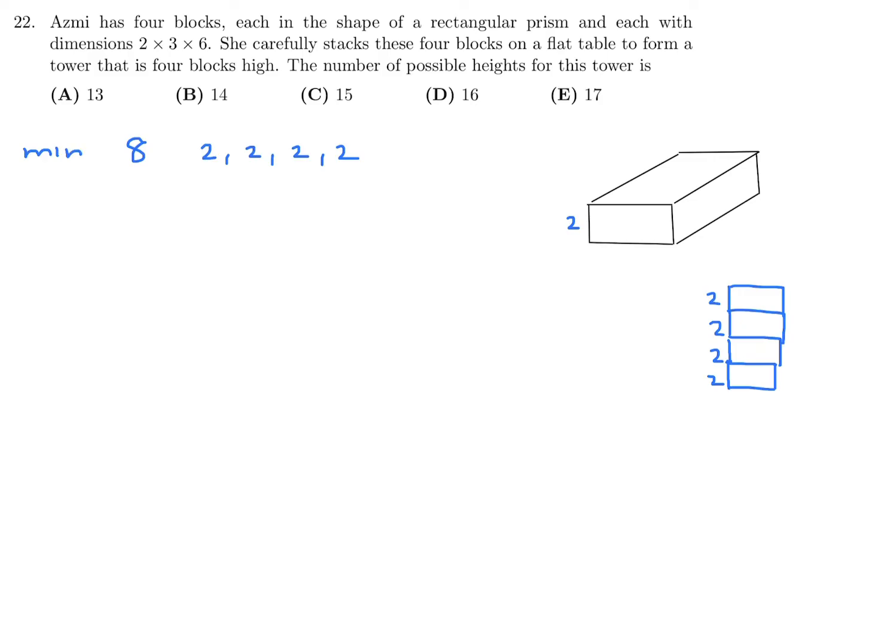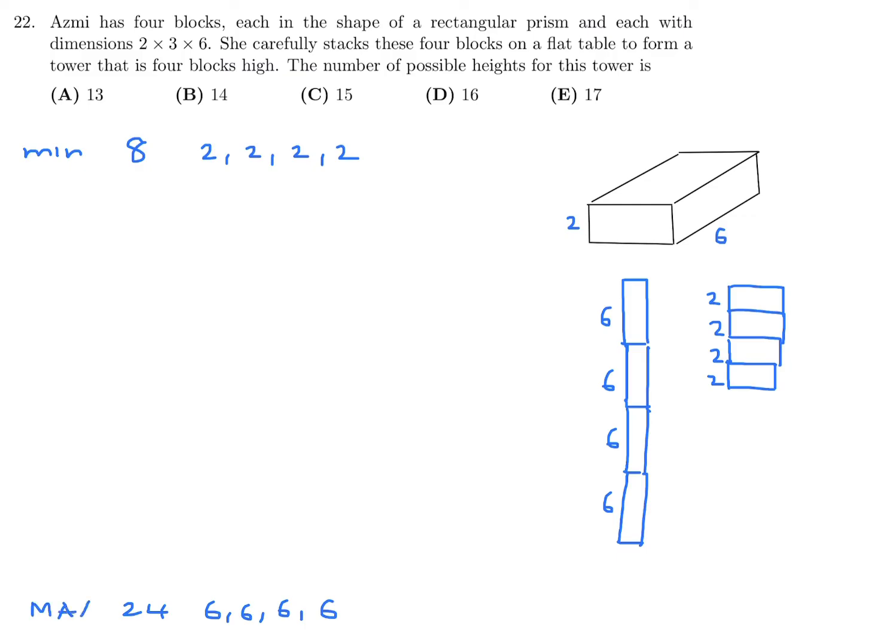The maximum would be if you put the 6 side, this side, as the height, and then just stack them up one on top of the other like that. That would give you a height, obviously, of 6, 6, 6, and 6, which is 24. And that is obviously the maximum. So my question is, are all the integer values between 8 and 24 possible? Well, let's see. What we have to do is sort of go through them all and see.